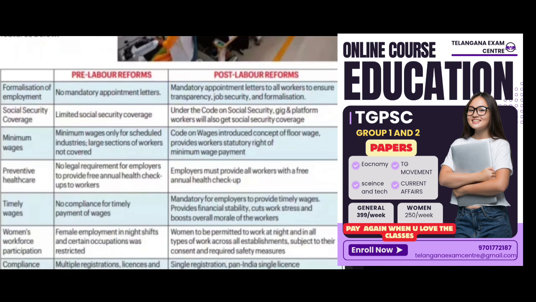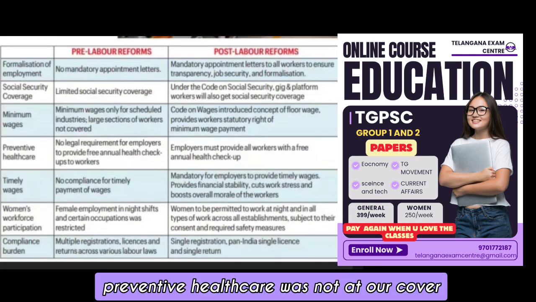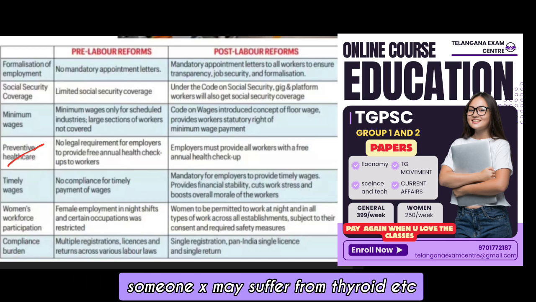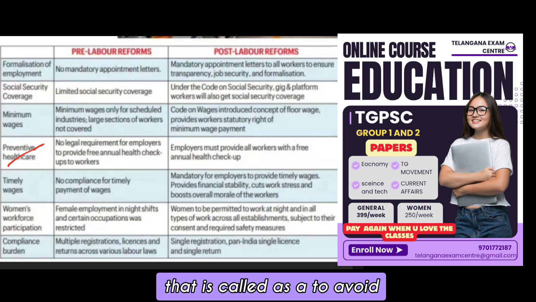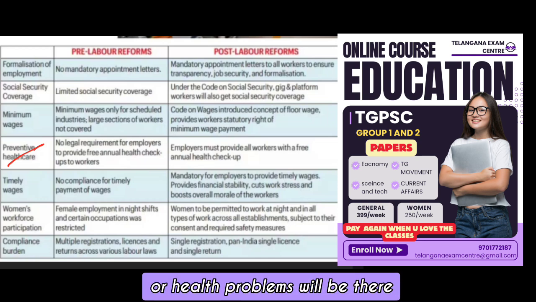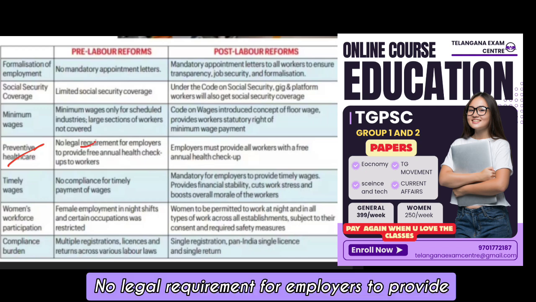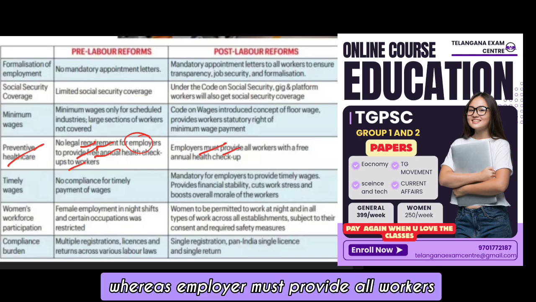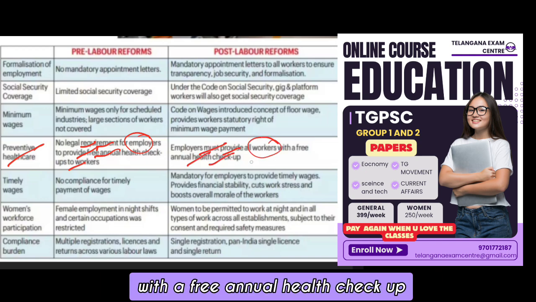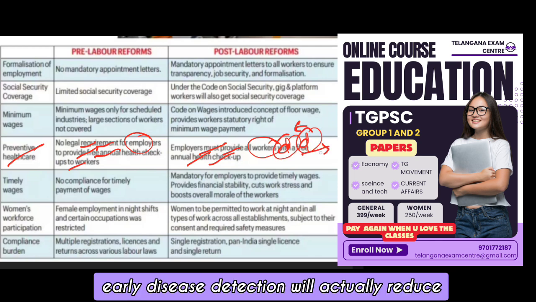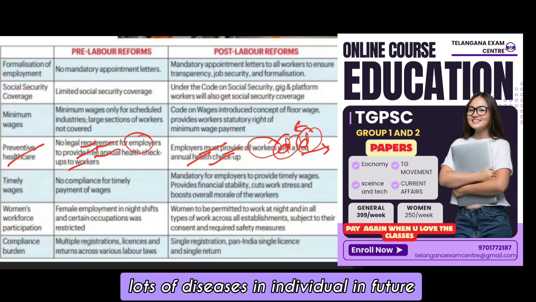Okay. Now, preventive healthcare was not at all covered. Preventive healthcare is nothing but, suppose in future you may suffer from cancer, or someone X may suffer from thyroid, etc. To avoid that kind of illness or health problem, there was no coverage. No legal requirement for employers to provide a free annual health checkup to the workers, whereas now employers must provide all workers with a free annual health checkup. Very important, because disease detection at an early stage is very important. Early disease detection will actually reduce lots of diseases in individuals in future.